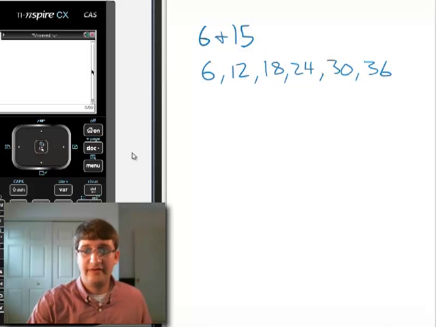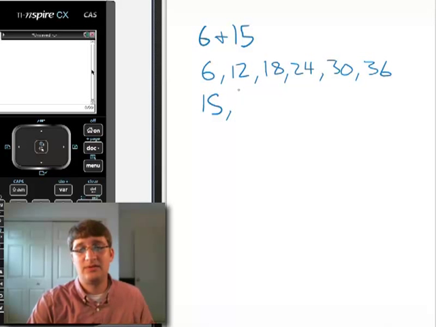Let's look at the multiples of 15. Now, 15 starts at 15. We take 15, the next multiple of 15 is 30.